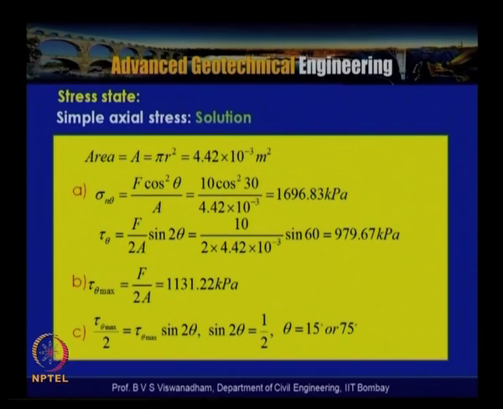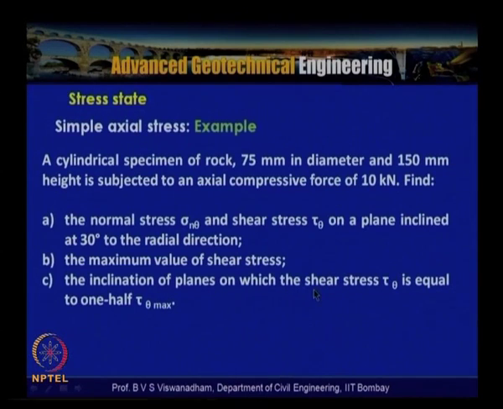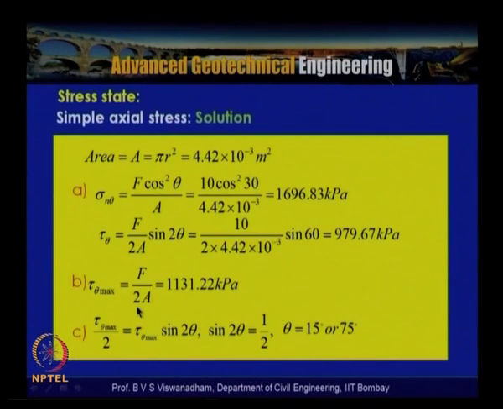So, tau theta max by 2 is equal to tau theta max sin 2 theta. So, with that we get sin 2 theta is equal to 1 by 2, which is nothing but theta is equal to 15 degrees or 75 degrees. This is the inclination, 15 degrees or 75 degrees, of the planes on which the shear stress tau theta is equal to 1/2 of the tau theta max.